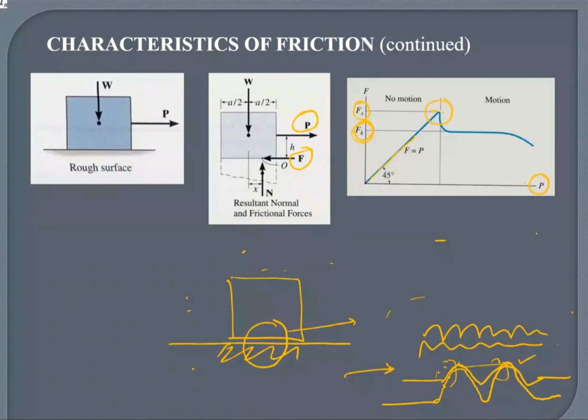At this point, the asperities get unlocked and the object starts bouncing on them, and the friction goes down and stays down, because now the box and the floor are kind of micro bouncing on it. Is that clear?